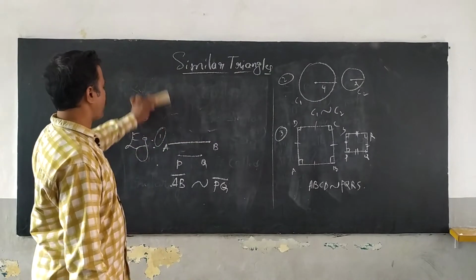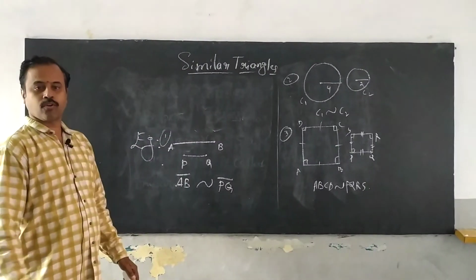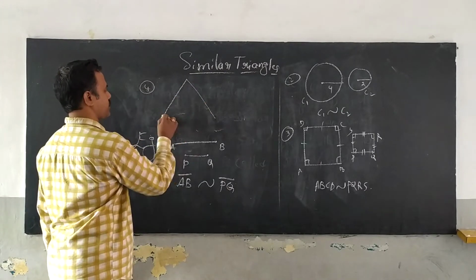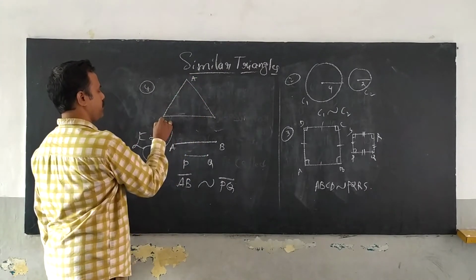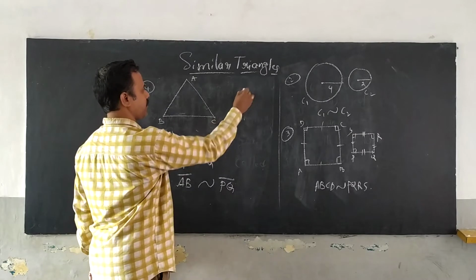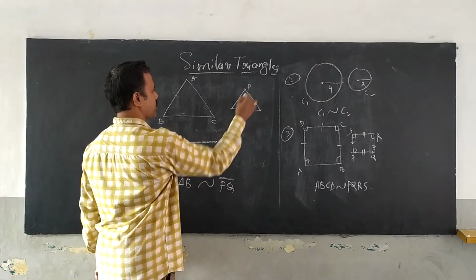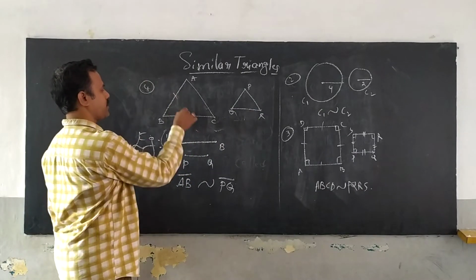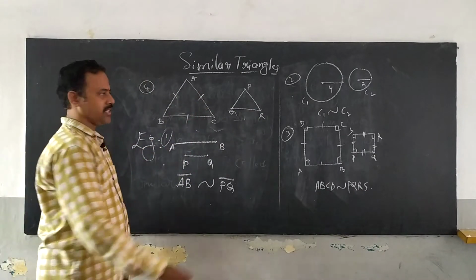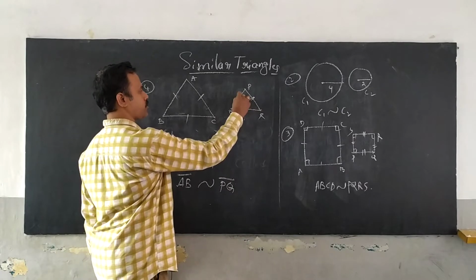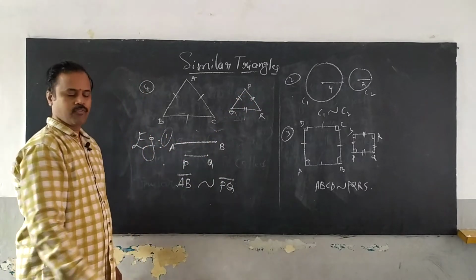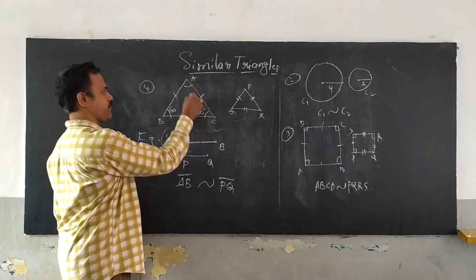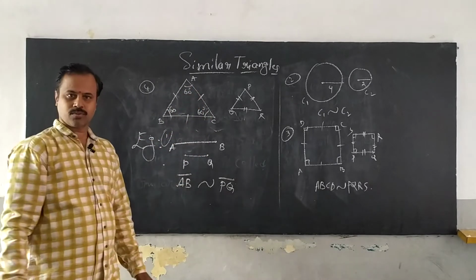I take equilateral triangles. Now going to the fourth example, equilateral triangles. I take A, B, C and another one P, Q, R. We know that in an equilateral triangle all sides are equal. Similarly, in this triangle also all sides are equal, and we know that all angles are also equal to 60 degrees each.